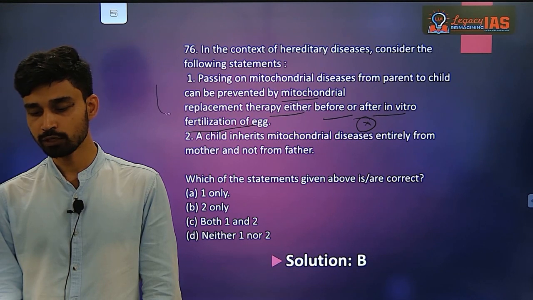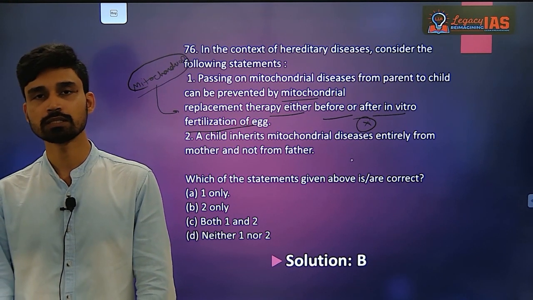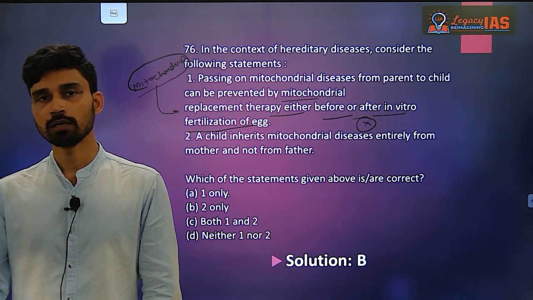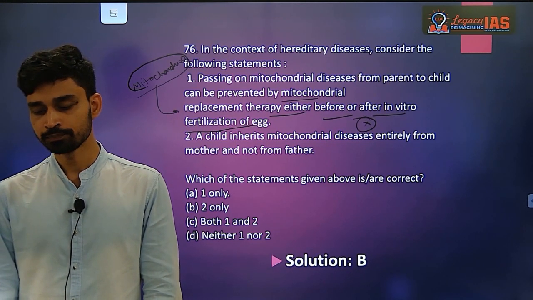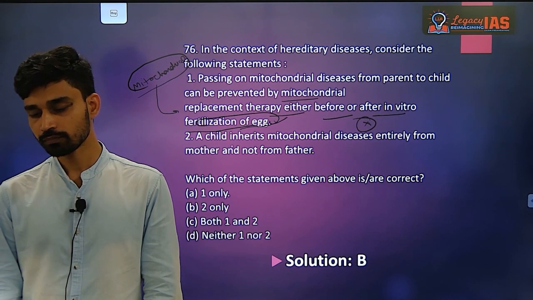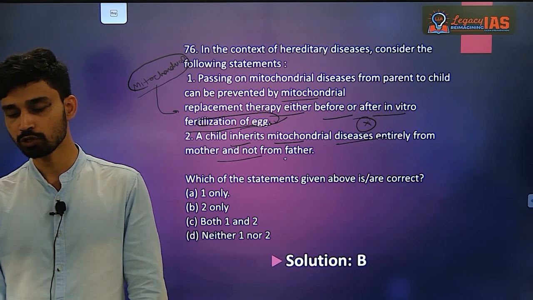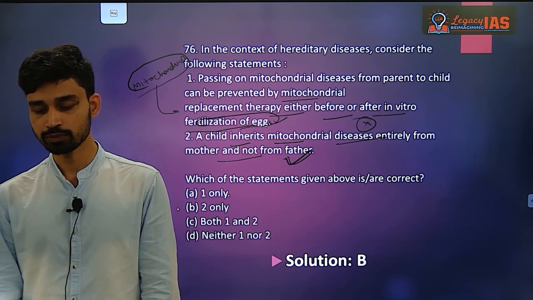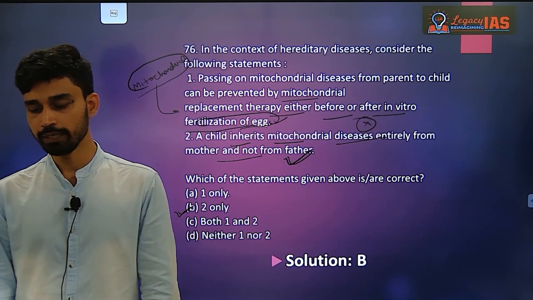Actually, in this kind of treatment, the mitochondria are called the powerhouse of the cell. If there are some defects in the mother's mitochondria, then a donor is chosen and mitochondria from that donor is transplanted into the egg, and that is when fertilization happens and the diseases can be prevented. Second is a child inherits mitochondrial diseases entirely from mother and not from father. This is also a correct statement. So, for this particular question, the correct option will be only 2.